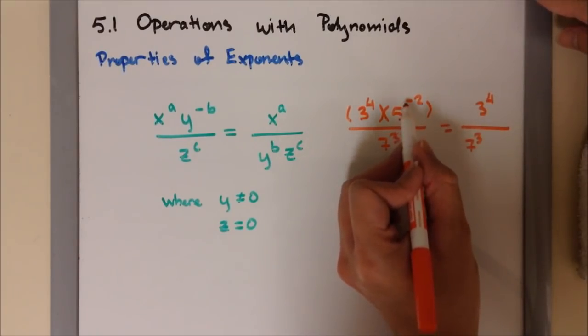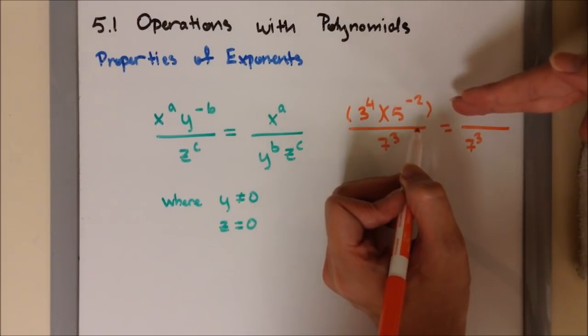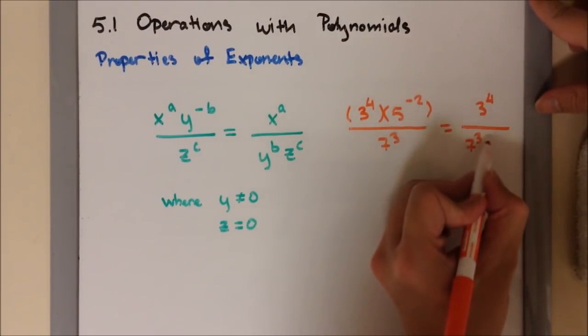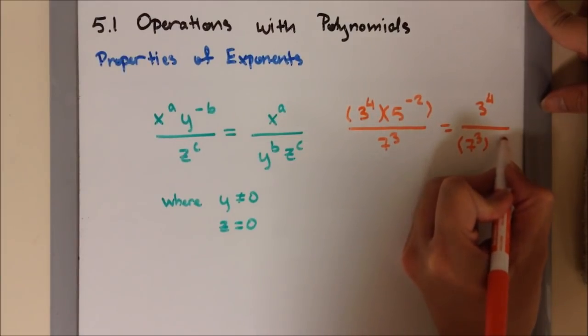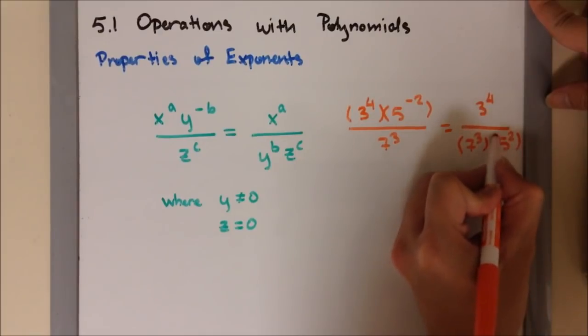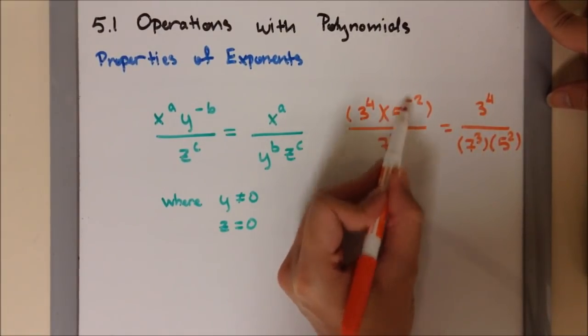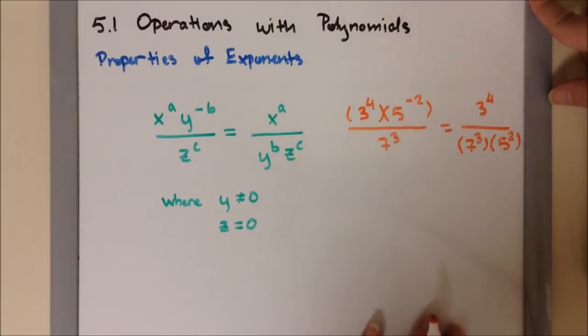My 5 to the negative 2nd power, since it's at the top, is going to move to the opposite, which is at the bottom. So I put parentheses saying that I'm multiplying. It's going to be 5 to the positive 2nd power. So see how I move from the top to the bottom and change negative to positive exponents? So that's all you have to do.